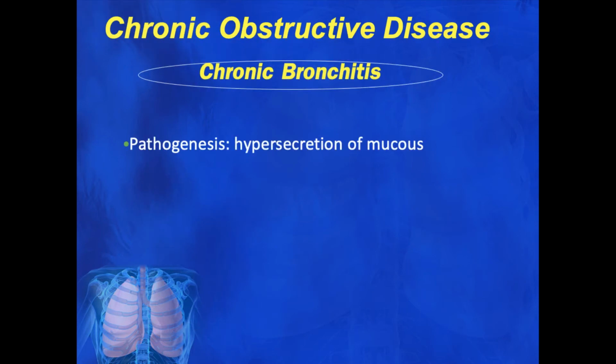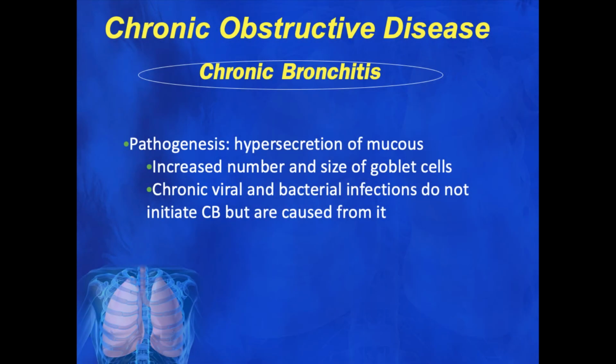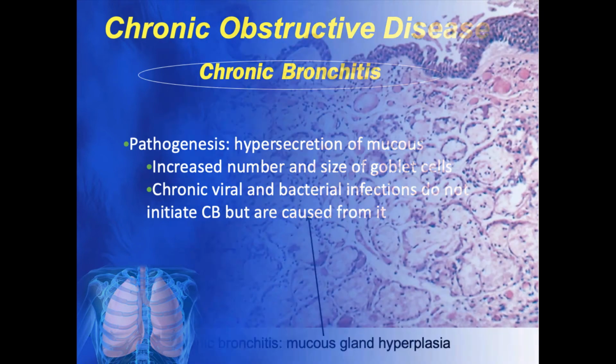So the pathogenesis of chronic bronchitis is hypersecretion of mucus. So we have an increase in the number and the size of goblet cells. Now you get these chronic viral and bacterial infections, but they're not actually initiating the chronic bronchitis. The bronchitis is basically initiating these infections, you might say. You have all this buildup of mucus, and this mucus is a fantastic place for these viruses and bacteria to live. And so the bronchitis is creating the infection.